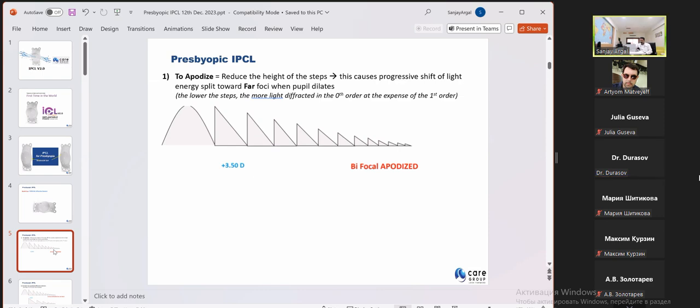In any bifocal lens, the addition power depends on the number of steps.